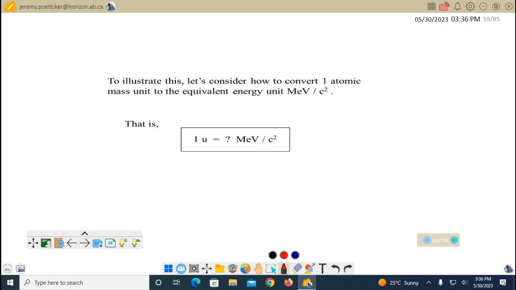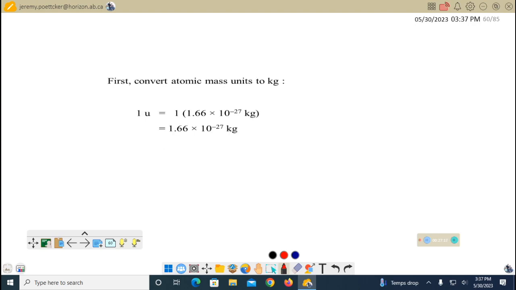Now, I'm going to go through this. I want you to pause as you go through and actually work through this. Do the math and write this stuff down. First, convert atomic mass units to kilograms. Okay, that's easy. 1 u is equal to 1 times 1.66 times 10 to the negative 27 kilograms. Right, that's on your data sheet. So 1 u is equal to this, because 1 times something is that something.